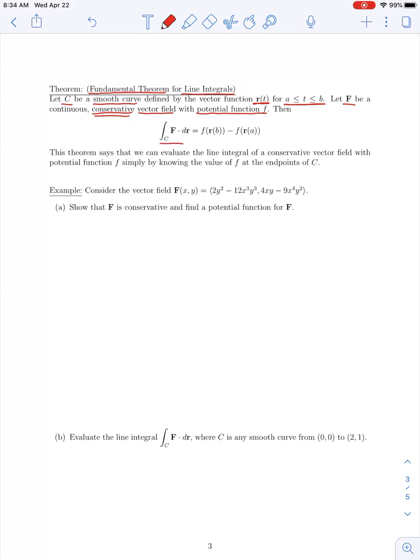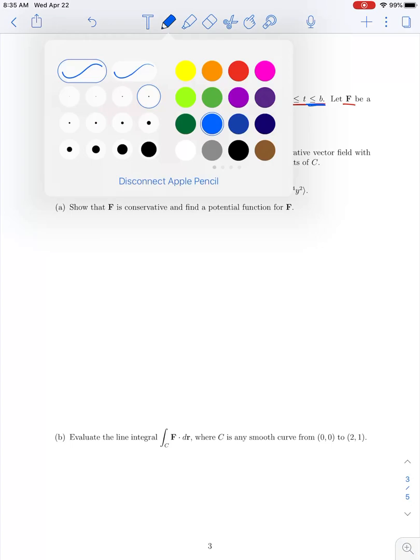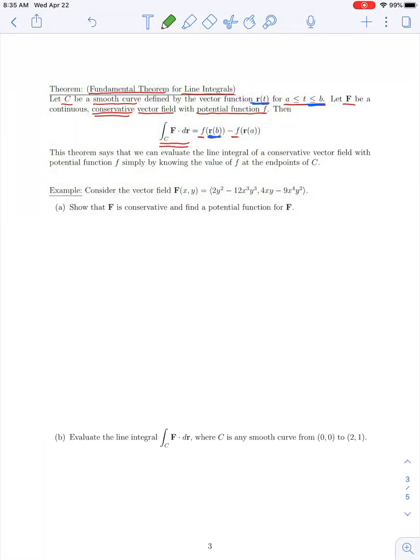Then the line integral of our vector field f over this curve C is given by taking the difference in the values of my potential function little f at r of b. So what is r of b here? r of b would be the terminal point of my curve. Our curve is defined by this vector function r of t, and the terminal point is given by t equals b. And then we take the difference in that value of our function at the terminal point of the curve.